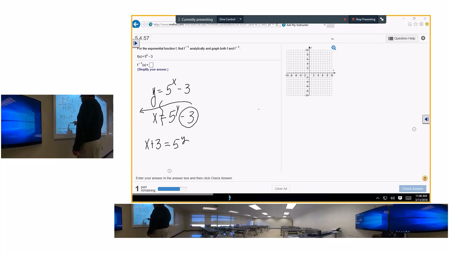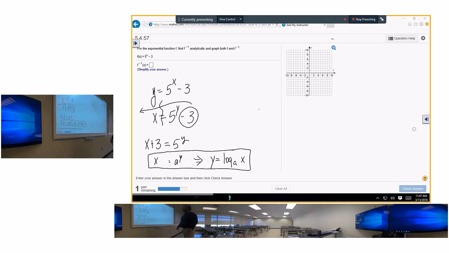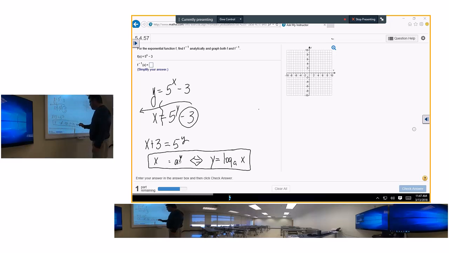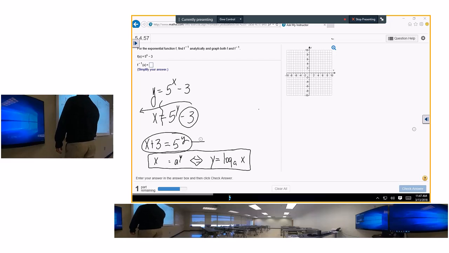Okay, now I've got a to the y is equal to x. Now that's the definition of a logarithm. If you've got a to the y is equal to x, that means y is equal to log base a of x. You should have gotten that in the definitions and properties of a logarithm videos. In other words, I can rewrite an exponent as a logarithm, or a logarithm as an exponent.